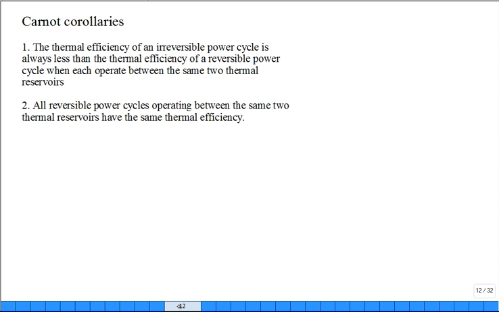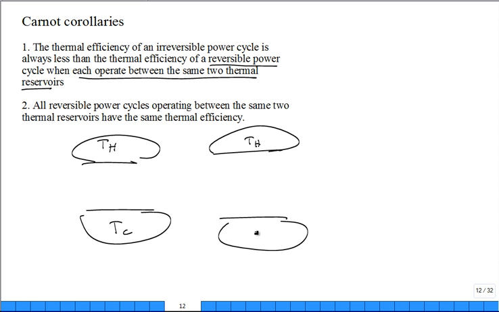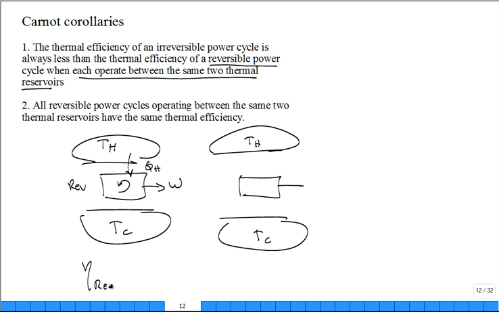Here's one of them. He talked about reversibility, irreversibility: the thermal efficiency of an irreversible power cycle is always less than the thermal efficiency of a reversible power cycle when each operate between the same two thermal reservoirs. So we have the same hot, TH, and the same cold, TC. Don't change hot and cold. So if you have T hot and T cold, one of these is operating and it's a reversible heat engine, then I'm able to get more W out of it for the same QH. The thermal efficiency of the reversible is what I want over what I had to pay for.